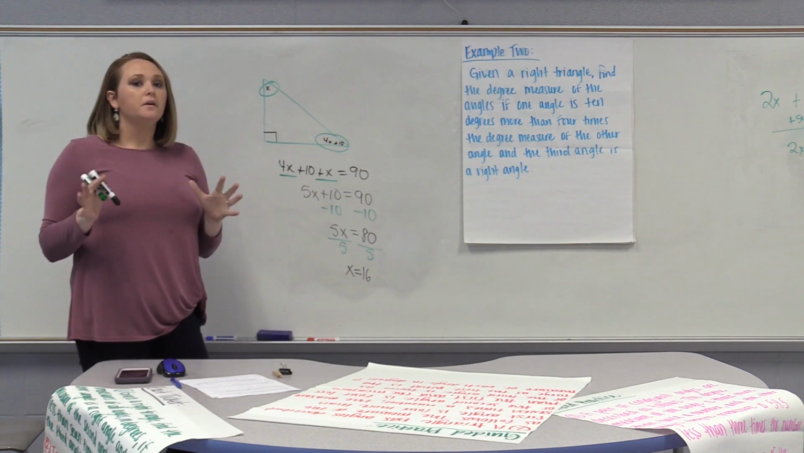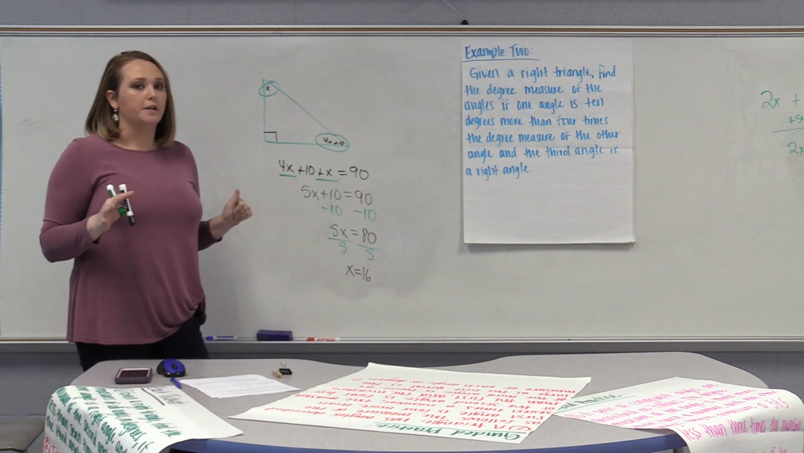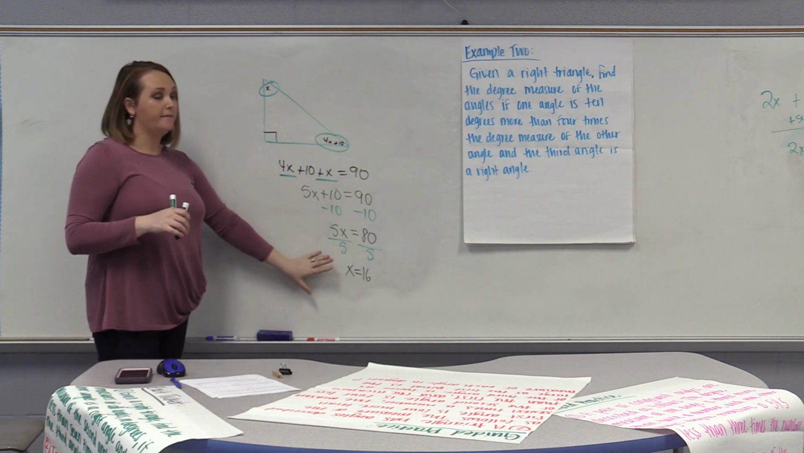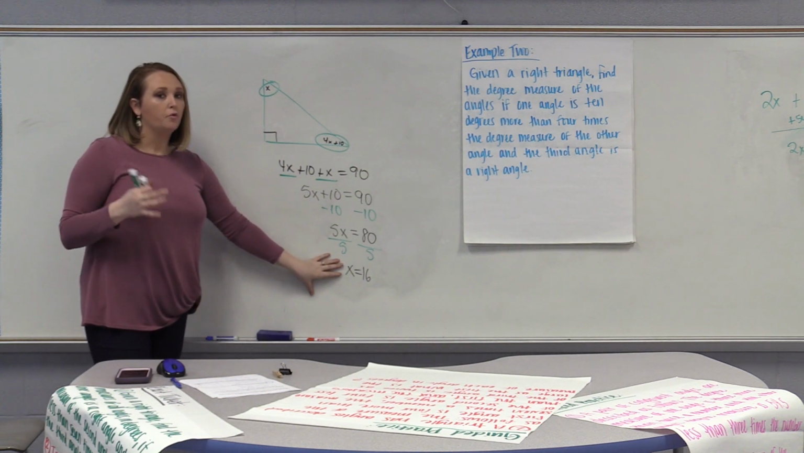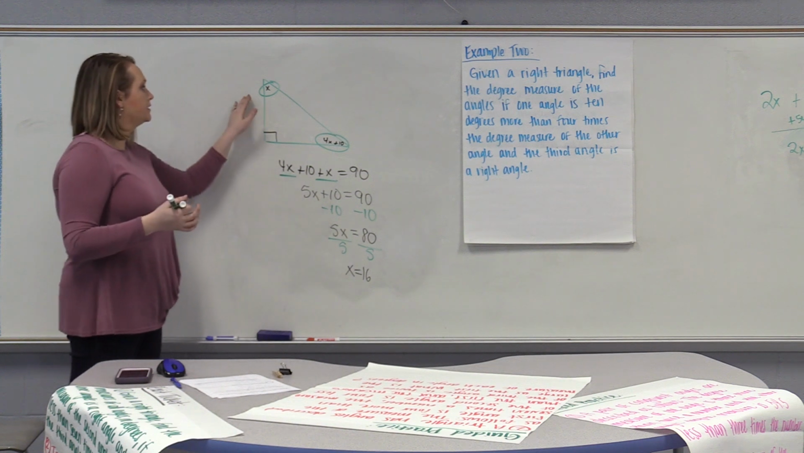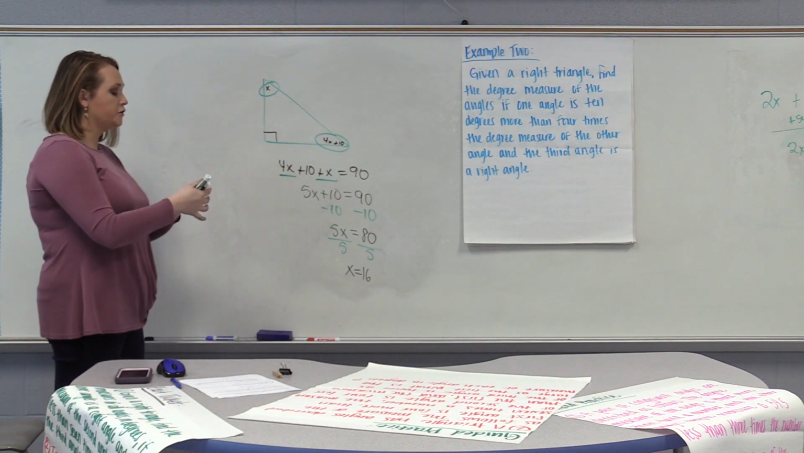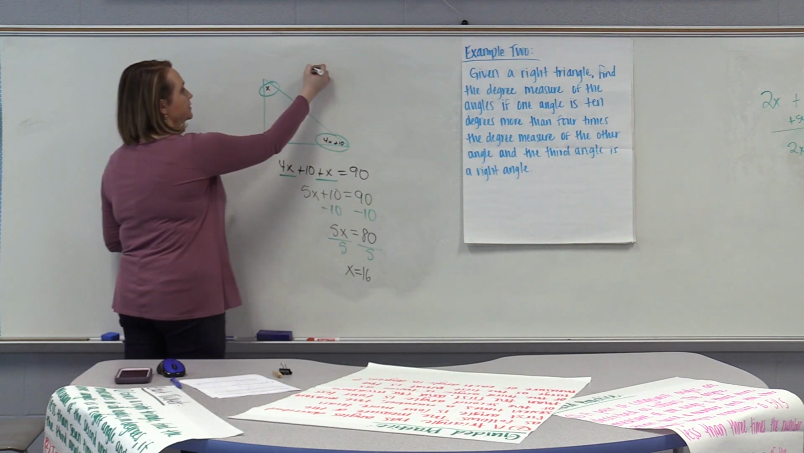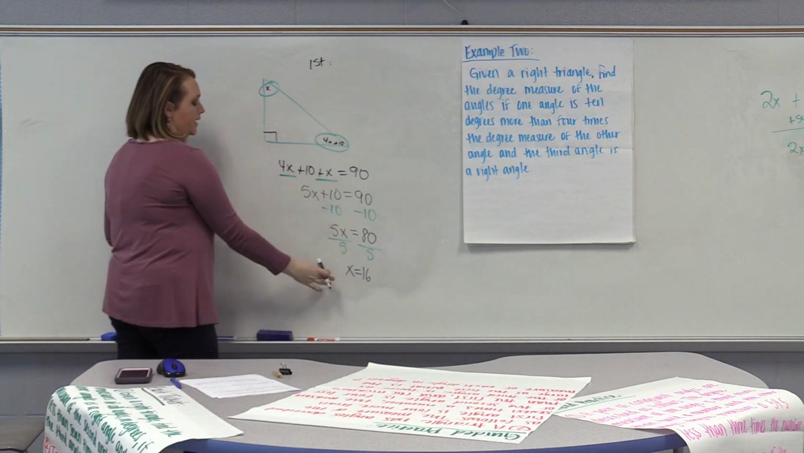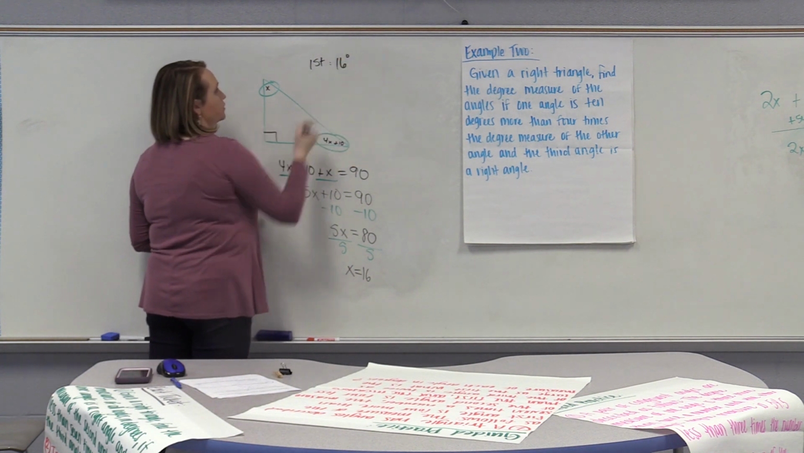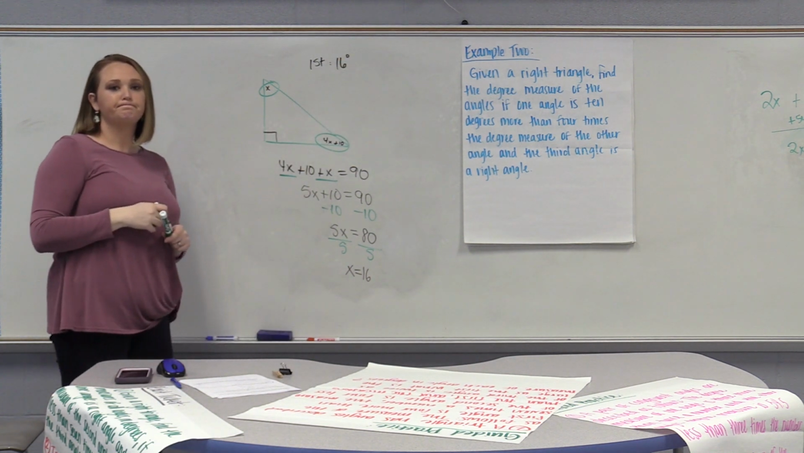Now, remember that there are other pathways to solve this linear equation, but this is just one way. Now that I have the value of x, I have to plug that back in to find the angle measures of each angle. My first angle was represented by x. Well, I know that x is equal to 16, so my first angle is equal to 16 degrees.